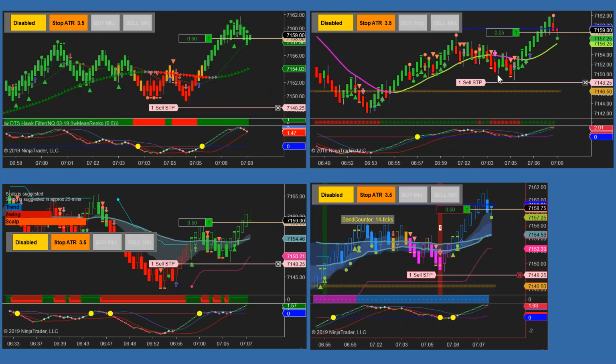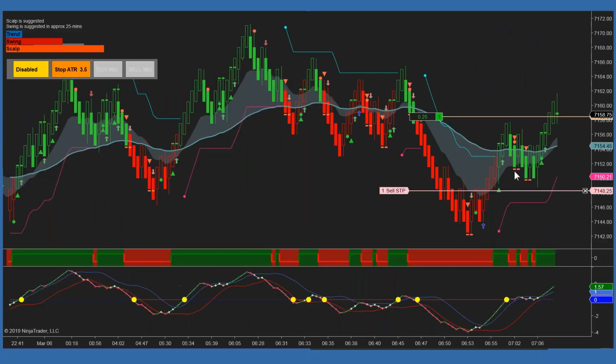And I do believe, oh yeah, here we go. We got a little bit of a rule of three signal going on here with the eagle. We only had two counter trend signals, but it's still the same idea.